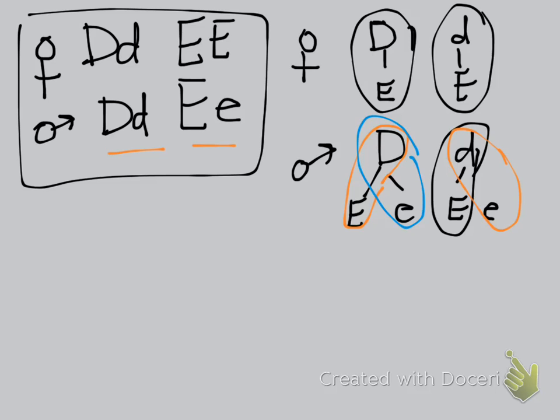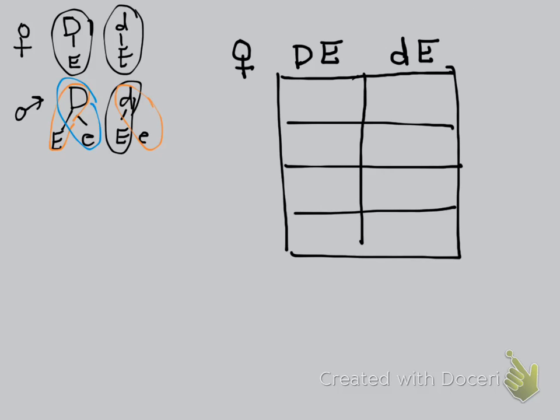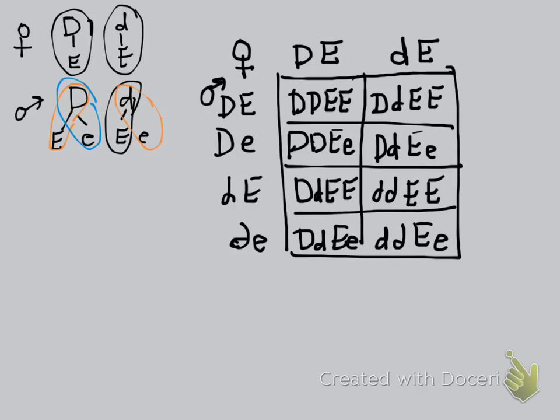Okay, so now let's set up our actual square. This one's going to be a 2 by 4 square because mom has 2 gamete types, dad has 4. We've got mom listed across the top. We'll put dad down the side, and dad has big E big D, big E little d, little e big D, and little e little d. Now you're going to draw them across just like you always have. So we have all of our genotypes done.